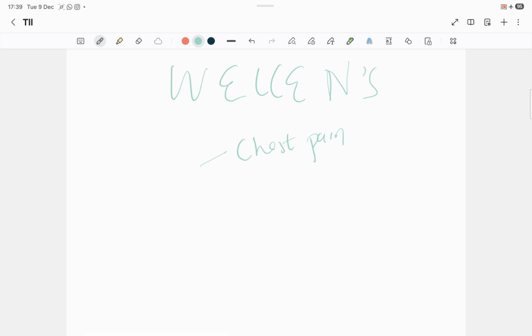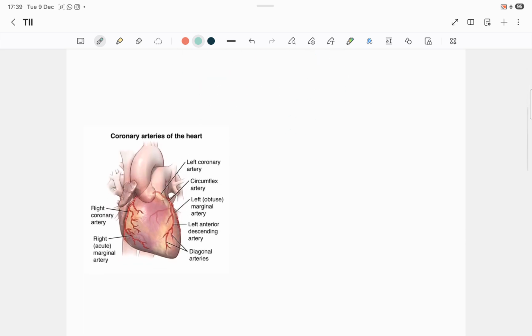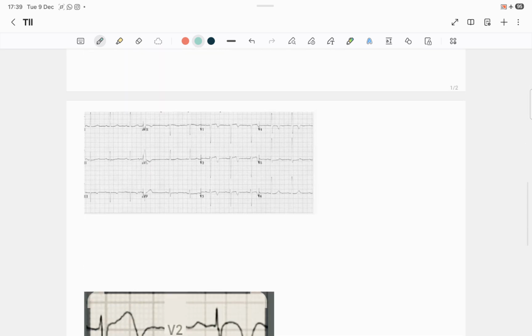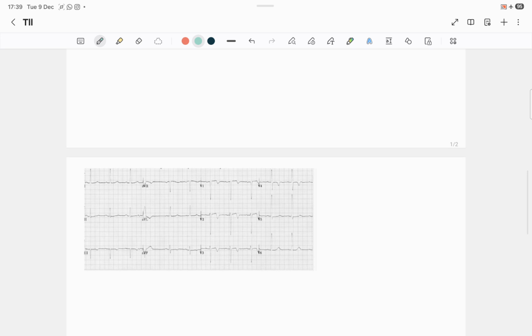A repeat ECG prints out and everybody relaxes, but there was something in her ECG that did not make me want to sign her off, especially because her troponins came back just barely elevated. But the ECG did make me stop, and I'm just going to show you that ECG right now. So this was what the ECG looked like.